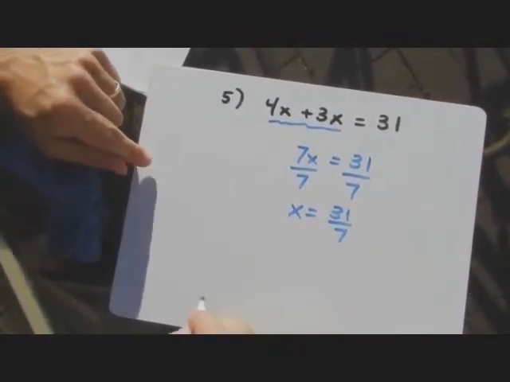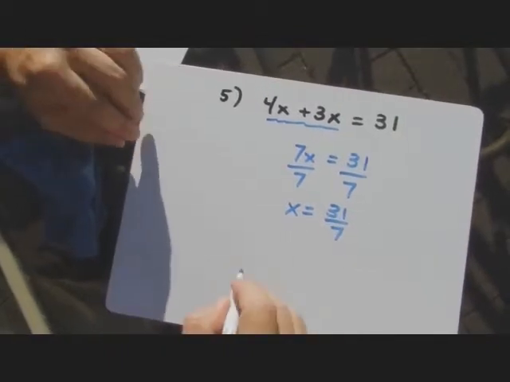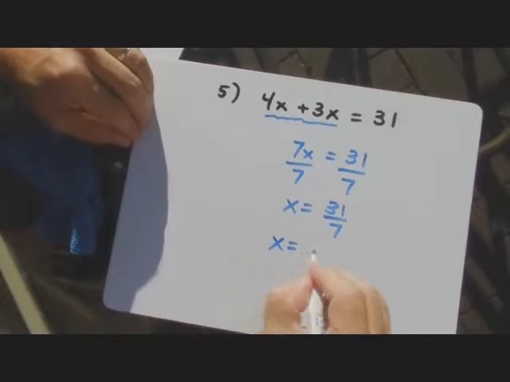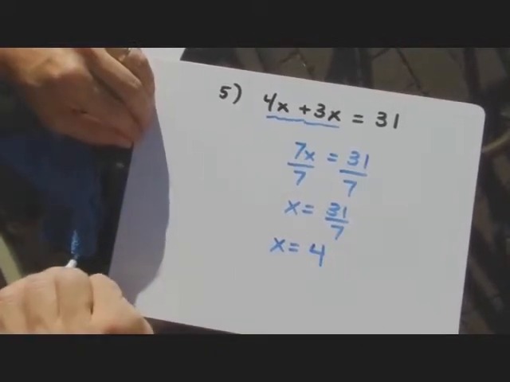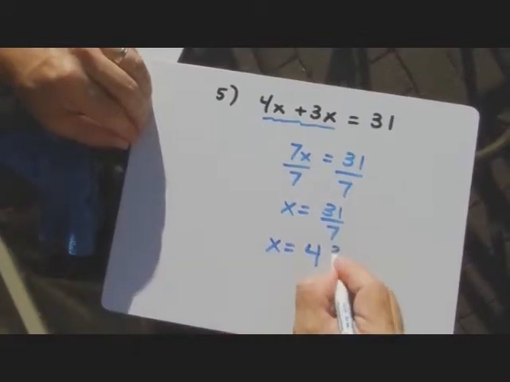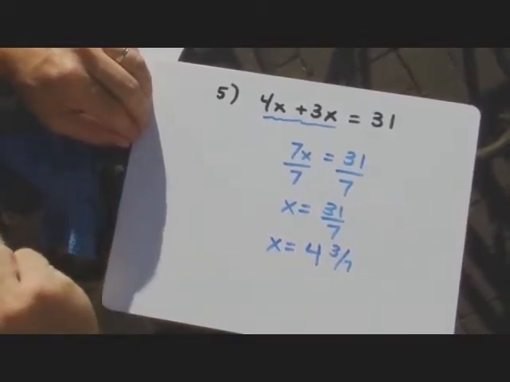And again, 7 doesn't go in evenly. Let's change that to 7 goes into 31 4 whole times. But 4 times 7 is only 28, leaving us with 3 extras. And there's our answer, 4 3/7.